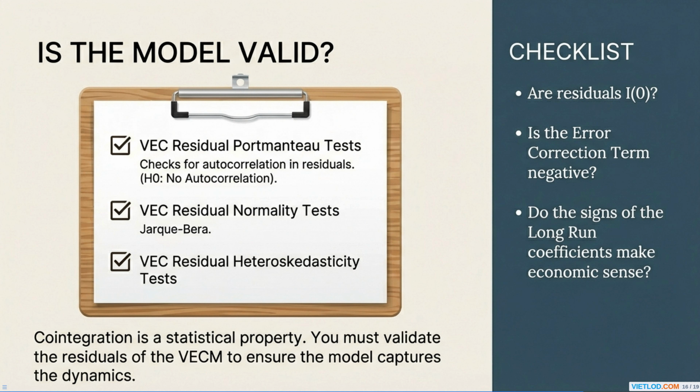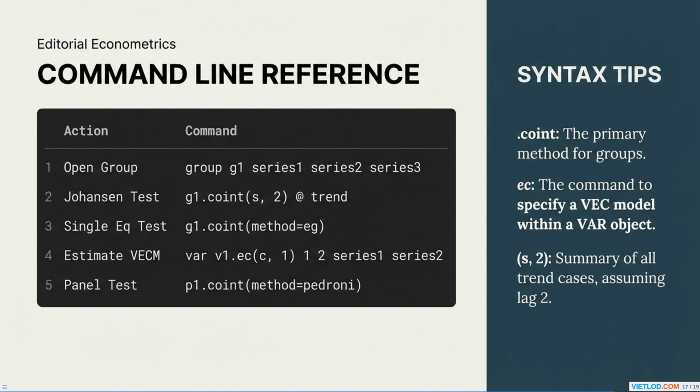We run diagnostic tests on these residuals, such as the portmanteau test for no autocorrelation and the Jarque-Bera test for normality. Additionally, we check for residual heteroskedasticity.